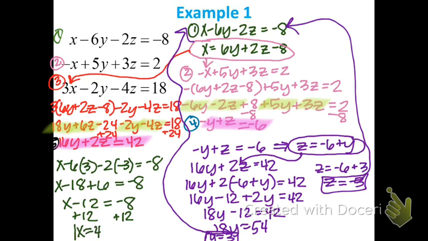4. The answer to your solution is never written just like x equals 4, y equals 3, z equals negative 3. Start getting in the habit of writing your answer as an ordered pair, in alphabetical order: x, y, z. So our answer is (4, 3, negative 3).